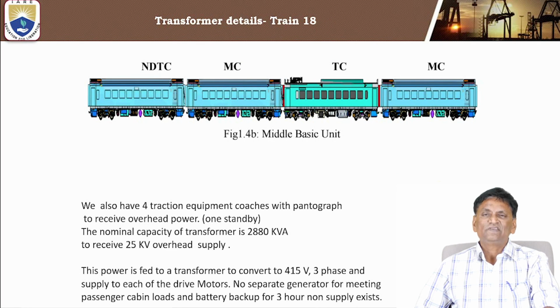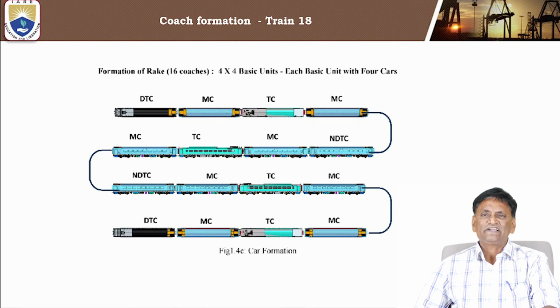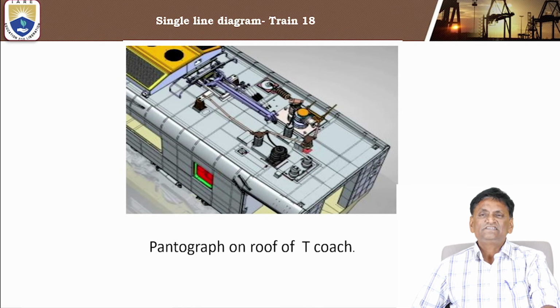The middle coaches will have no driver coach. This is the entire train arrangement. This is what I am talking about, the pantograph. These traction coaches will have the pantograph on top of them. It is basically a device to access the power from the rooftop overhead lines.